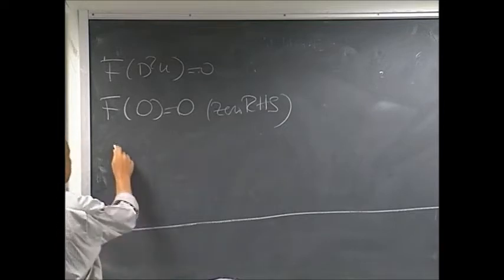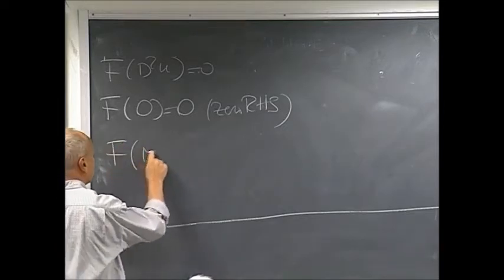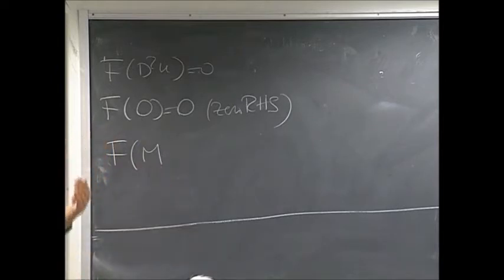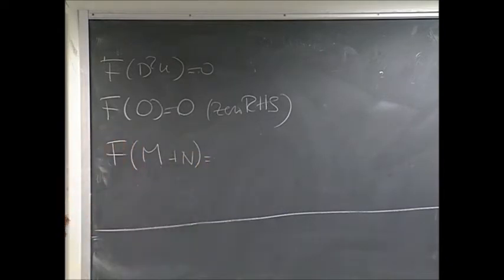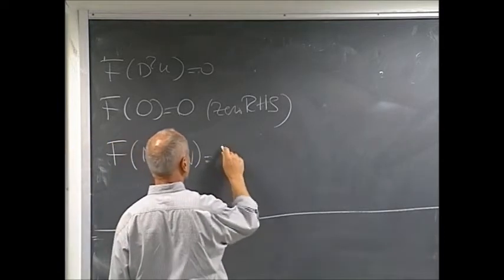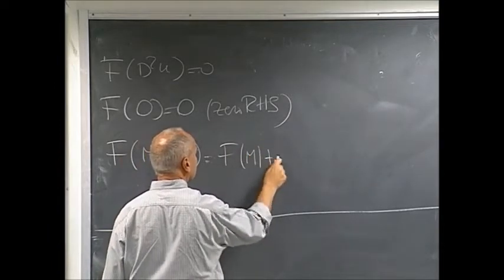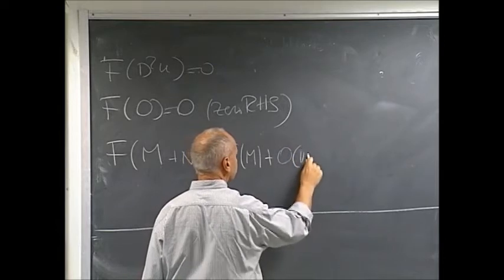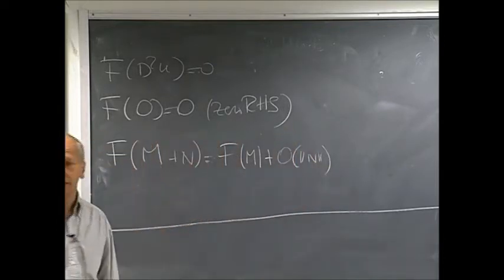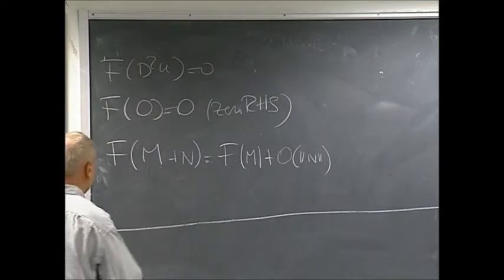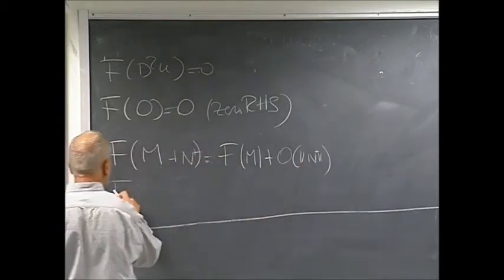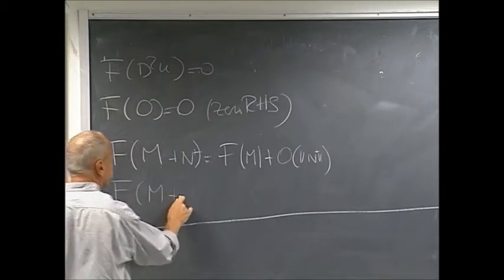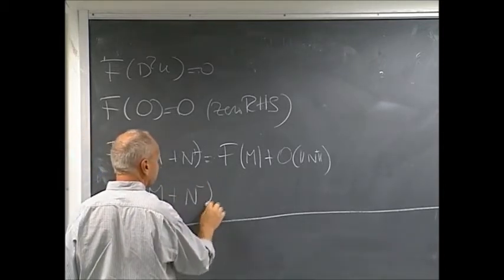And then ellipticity, we said that uniform ellipticity means that if you have F of M and you add a positive matrix, then the right-hand side increases proportionally to the norm of M, plus something of the order of the norm of M. It's bounded above and below by the norm of M. And if you add a negative matrix, the same.